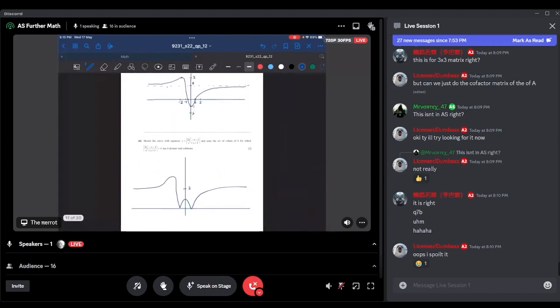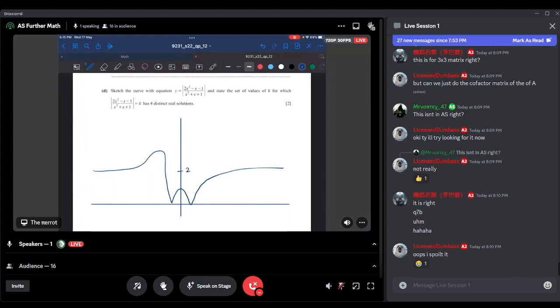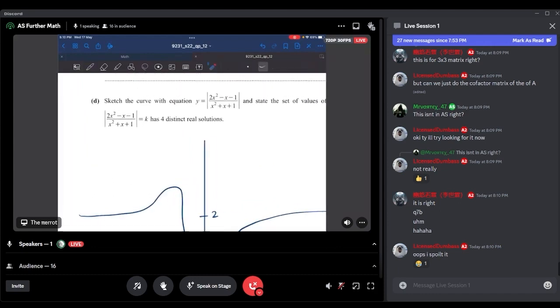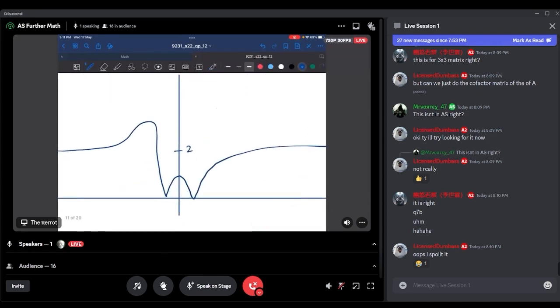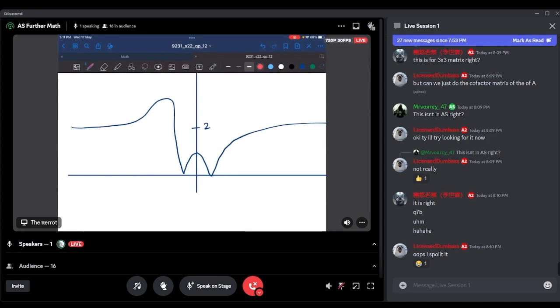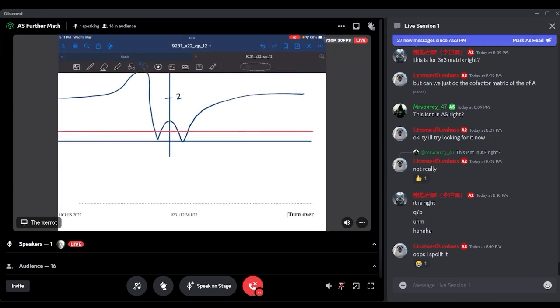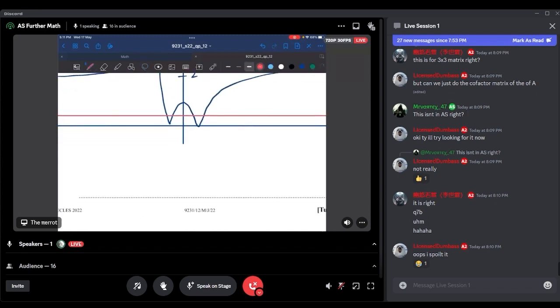Okay. And now we have to find the set of values of k for which, if you equate this whole thing to k, it has 4 distinct real solutions. Well, that means it has to intersect 4 times: 1, 2, 3, 4. So I think we can see that it happens in this region here. In this set of values, we have 4 solutions, right? So that means k cannot be 0. It has to be greater than 0.